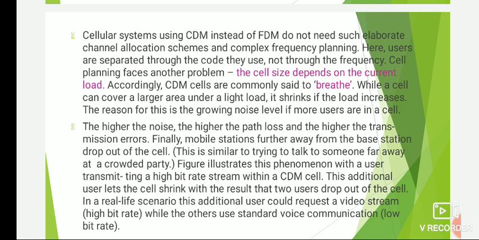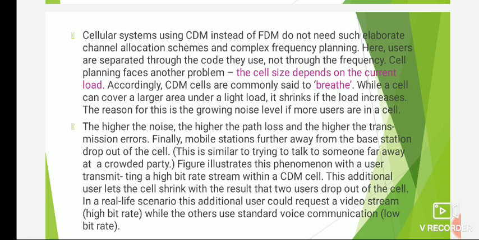So, the cell planning faces another problem, that is the cell size depends on the current load. As the load varies, the cell size also varies. So, accordingly CDM cells are commonly said to breathe, that is when breathing they may expand and shrink. While a cell can cover a large area under a light load, it shrinks if the load increases. This is a reason for the growing noise level if more users are in the cell. The higher the noise, the higher the path loss and higher errors. So, finally the mobile stations further away from the base station drop out of the cell.